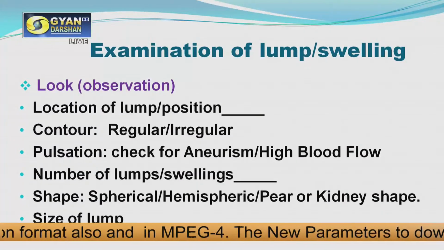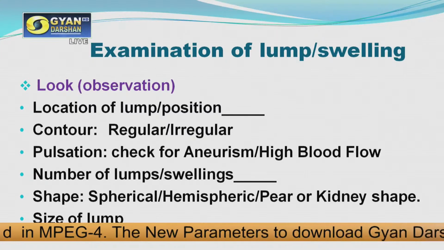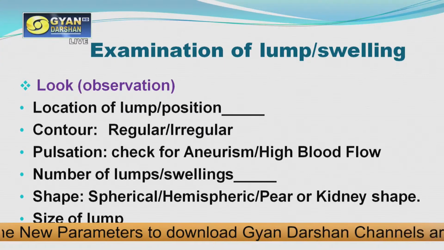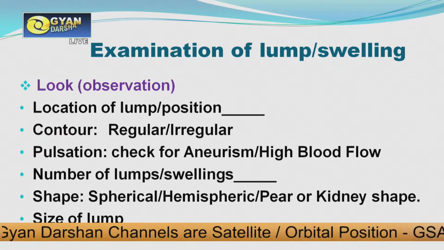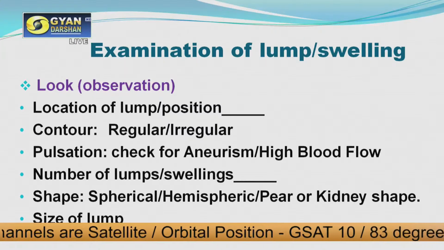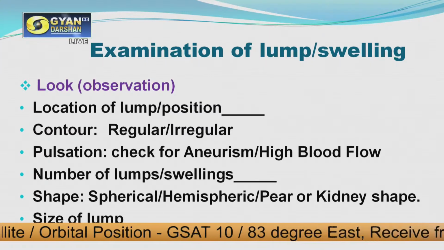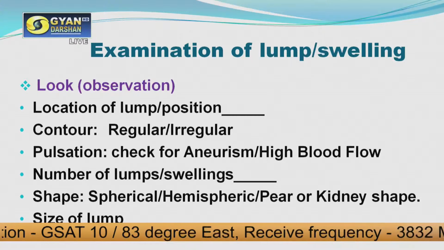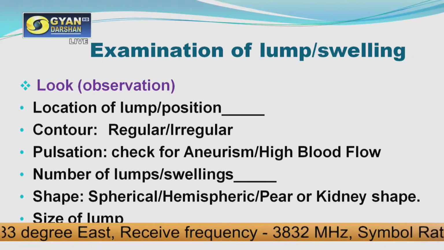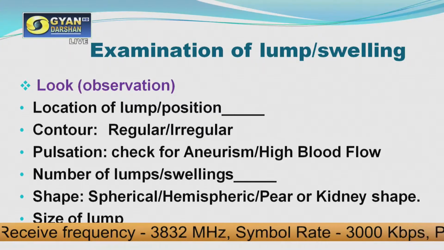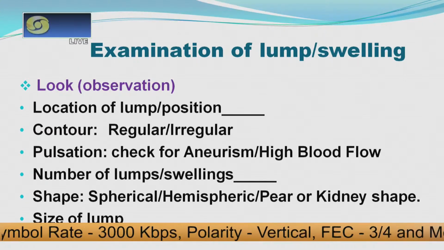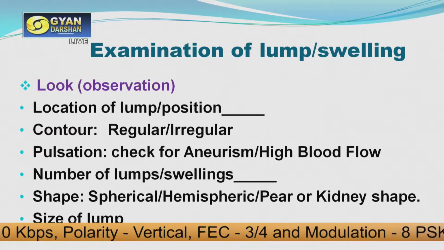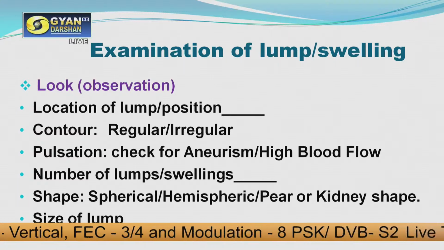It can be the location of the lump, where the lump is located, which is very important. Contour, whether it is regular or irregular. Then pulsation, check for any blood supply, loss of blood supply or high blood flow. That has to be checked. You can see the number of lumps or swellings, whether it is a single lump or multiple. Then the shape of the lump, which can be spherical, hemispherical, pear or kidney shaped, and the size of the lump, whether it is very large or smaller.